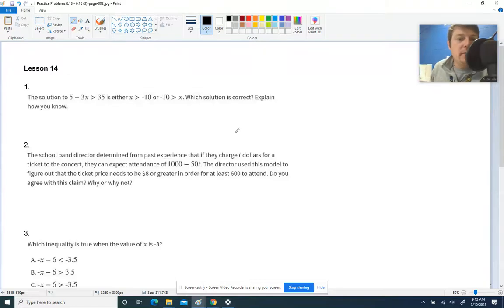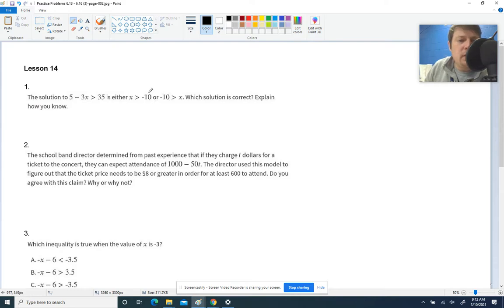All right, lesson 14, second page of your homework this week. We're jumping right in with an inequality problem. It says that the solution to this is either x is bigger than negative 10 or x is smaller than negative 10 if you read that backwards. So it's like, which way is the correct direction to shade this if you were to solve it.